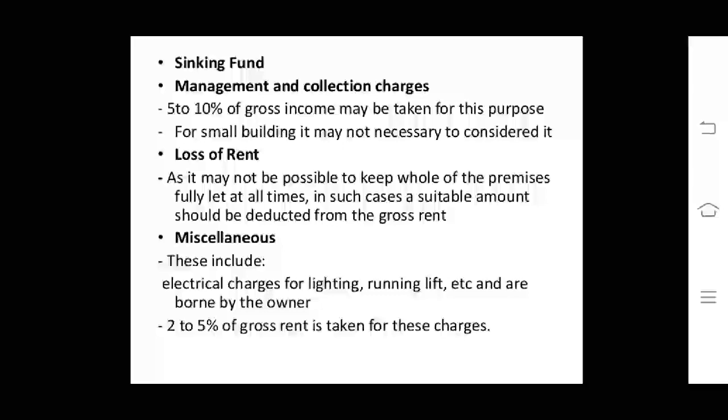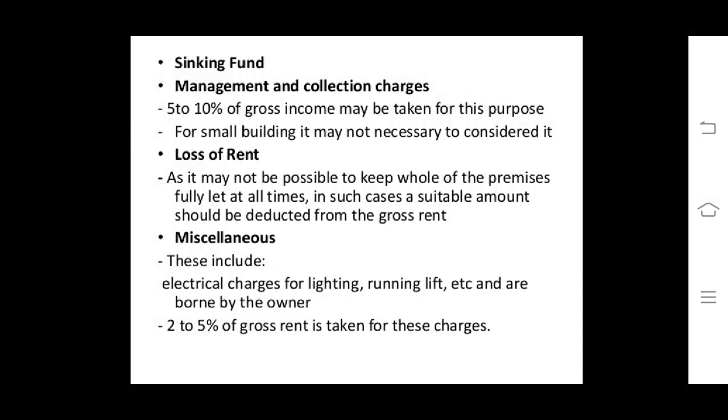The next term which is useful is sinking fund, management and collection of charges. 5 to 10% of gross income may be taken for this purpose. For a small building, it may not be necessary to consider it. It means that when there is a profit, we have to keep some money aside for maintenance, repair, and for buying a new property after the utilization period of the previous property.